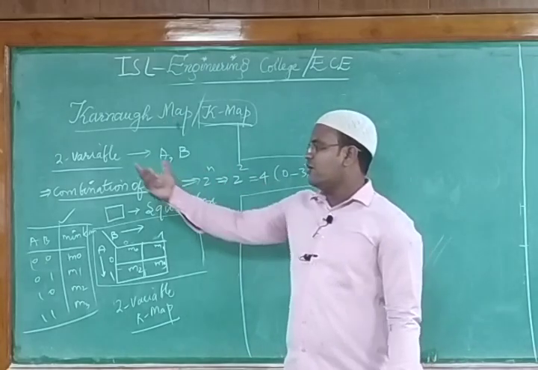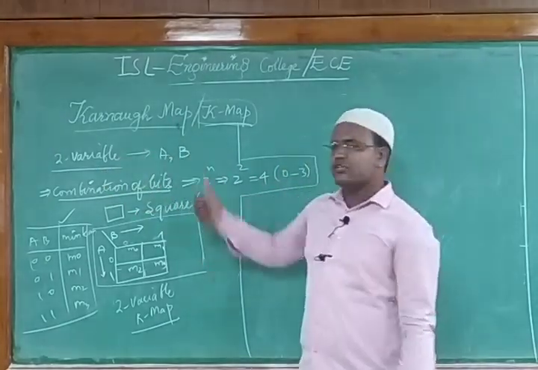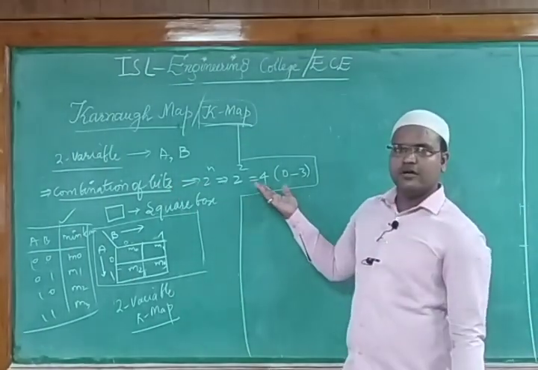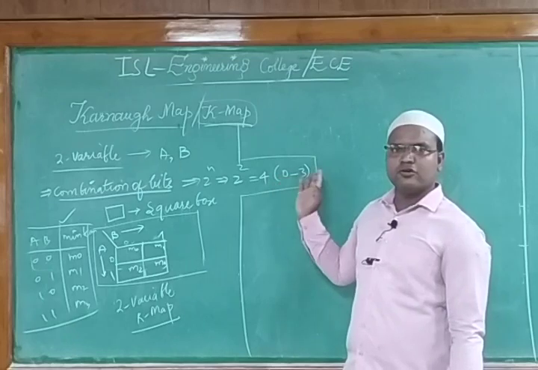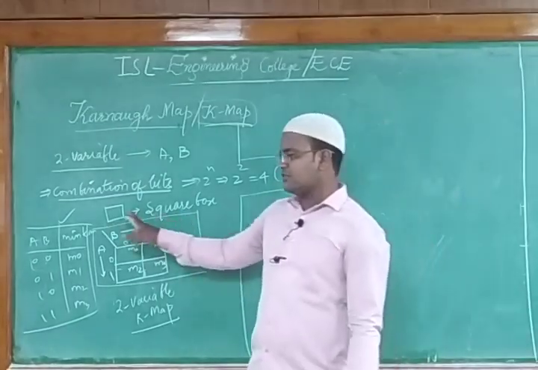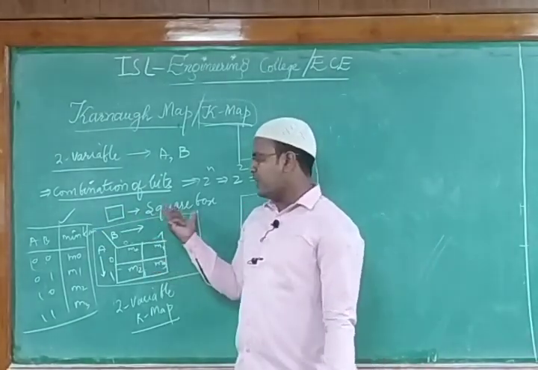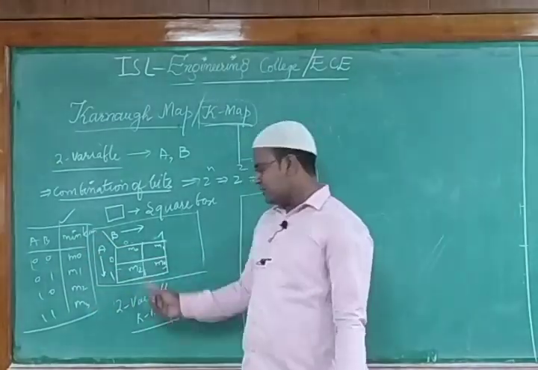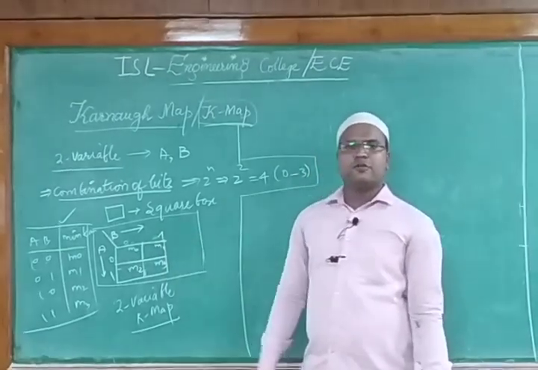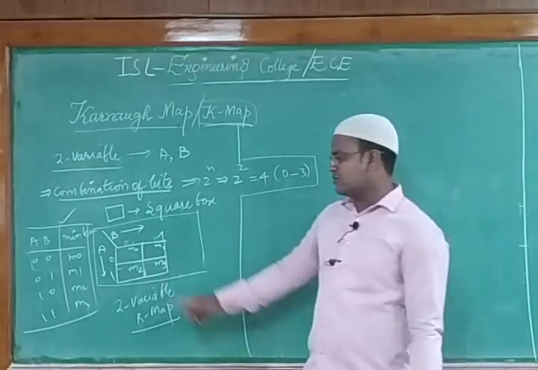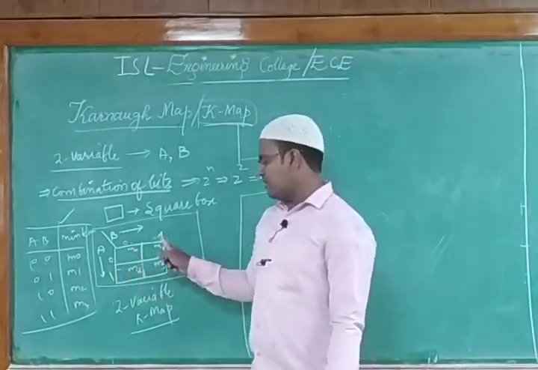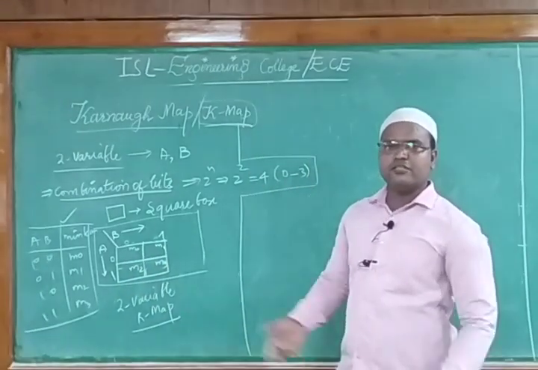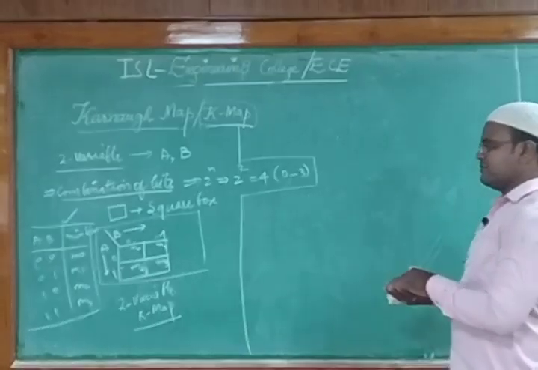If you have 2 variables, we mention them as A and B. So the total combination of A and B would be 4. That means min terms start from M0 to M3. Each min term is represented with the help of one square box, so each box resembles one specific min term. 0,0 means min term M0, 0,1 is M1, 1,0 is M2, 1,1 is M3.